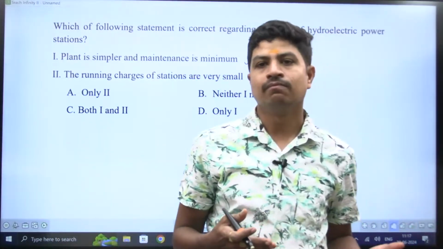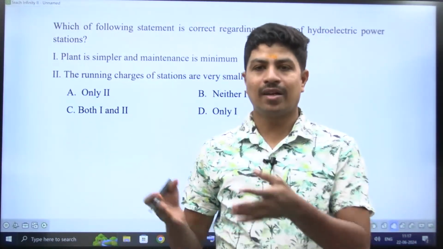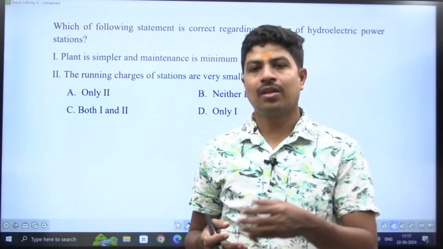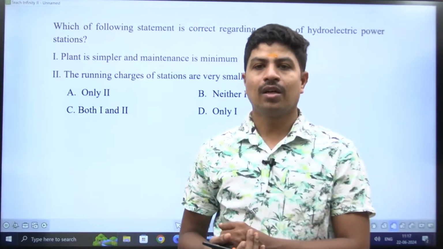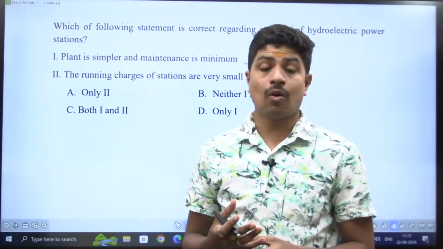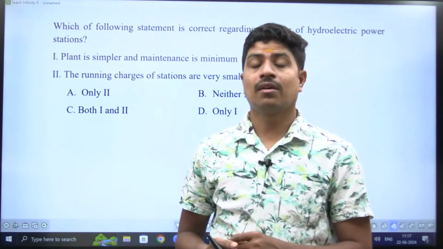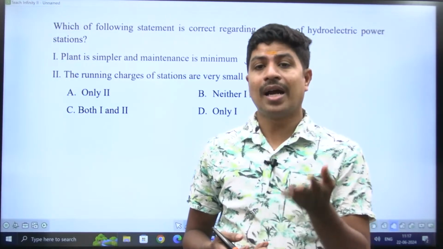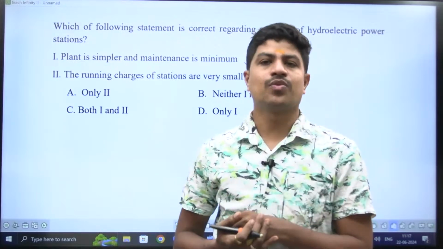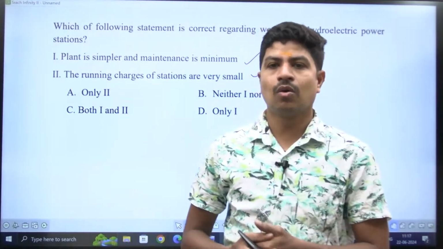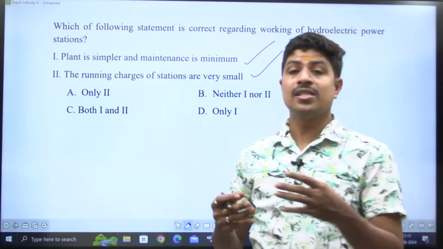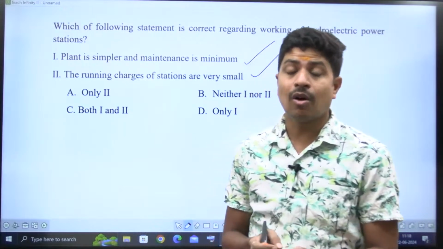There is a dam and intake, and after that the generating station, and after that the conduit, and after that the surge tank. These things only. There is not much equipment. But if you go to thermal, we saw the economizer, feed water pump, and after that the condenser, a lot of equipment we saw, right? But here there is no that kind of complexity. It is very easy to maintain, and running cost is very less.